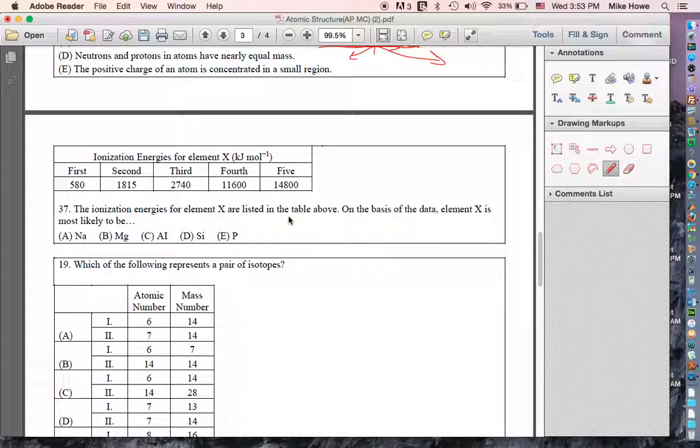So here we are doing the second part. Cameron's here with me, so he may ask a question every once in a while.